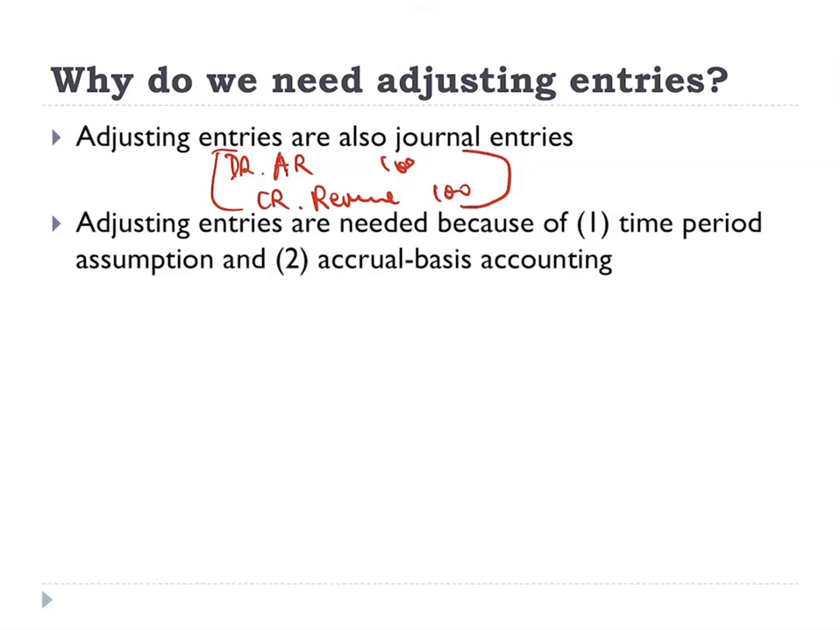We need those adjusting entries because of 2 reasons. First of all, because in the current accounting system we use, we have a time period assumption. And second of all, our current accounting system is accrual-based accounting. So what is this time period assumption?